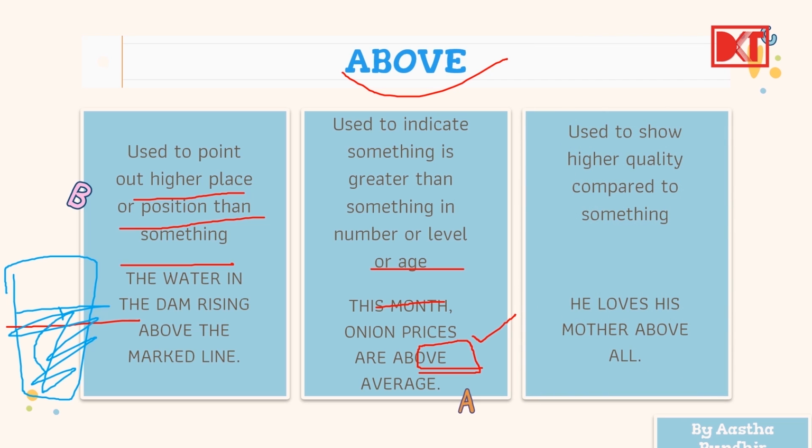Other usage could be higher quality compared to something. Example, he loves his mother above all. सबसे ज़्यादा he loves his mother. So these are the examples where you can use above. Let's move on to the next preposition.